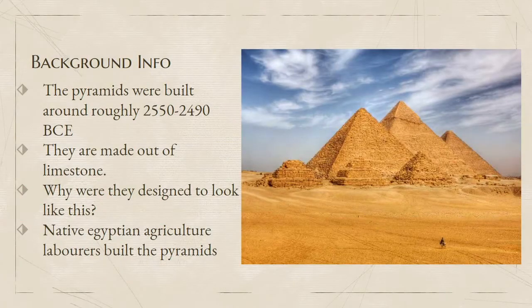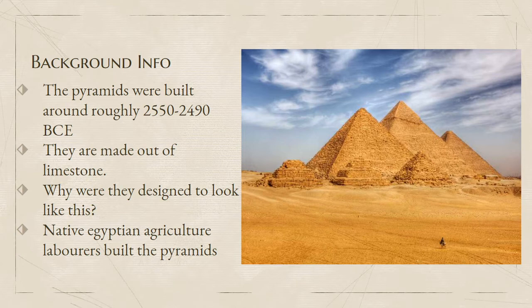The pyramids were built around roughly 2550 to 2490 BCE. The pyramids were mostly made out of limestone, which was an abundant resource that the Egyptians used. The pyramids' angled sides symbolized rays of the sun and were designed to help guide the king's soul, allowing him to ascend to the heavens and join the gods. What is interesting about the pyramids is that they all point north, and they are positioned in a way that they resemble the shape of constellations, such as Orion's belt.